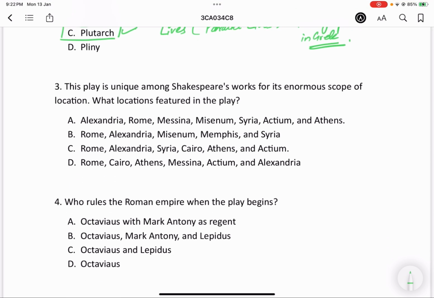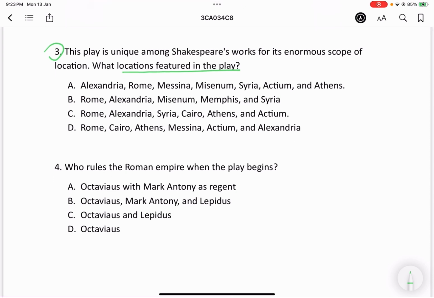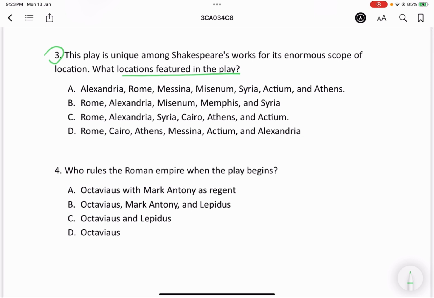Now, question number three. This play is unique among Shakespeare's work for its enormous scope of location. What locations featured in the play? It is also an important point of the plot to remember. And this is one of Shakespeare's plays in which there is a very large setting. So the correct answer is A, Alexandria, where Queen Cleopatra resides. Then there is Rome, Messina, Misenum, Syria, Actium, and Athens.